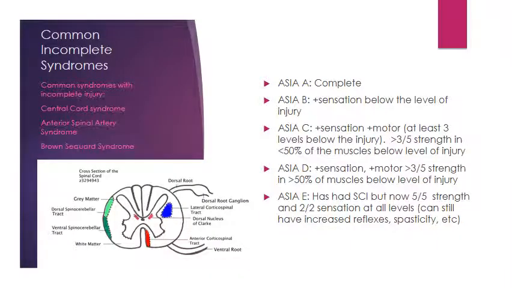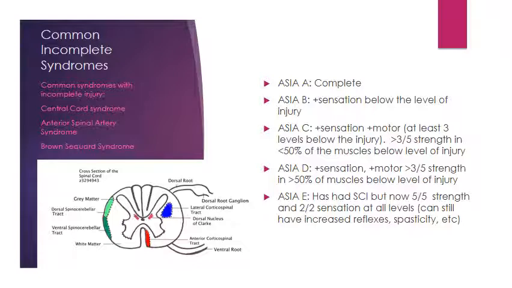So those are more complete patterns. Incomplete syndromes are categorized like this. So we know that incomplete means they have rectal sensation. So that's great. But I told you that just because they're incomplete doesn't mean they have the same chance to walk. So they can show up with incomplete and just have sensation below the level of injury. They can have sensation and motor, or they can be completely normal, at least with strength and sensation, and have had a spinal cord injury.